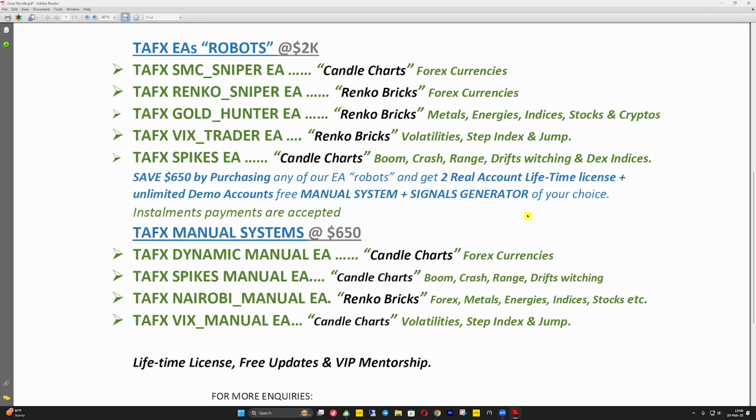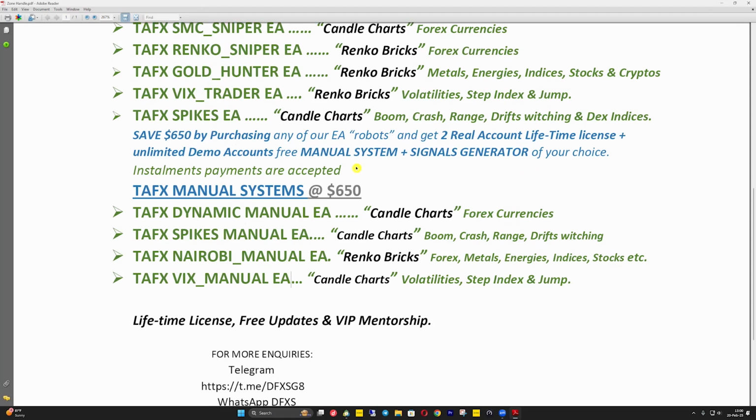And now, this is an interesting part. Installment payments are accepted. Why are we accepting installment payments? It is because of how confident and how sure we are with our system. We know that after you pay some of the money, you get the system, you make money, and you share your profit with us until you are done paying for the system. So don't sit there and say, oh, my friend, I don't have that money. Oh, I don't have this money. My friend, installments are accepted.